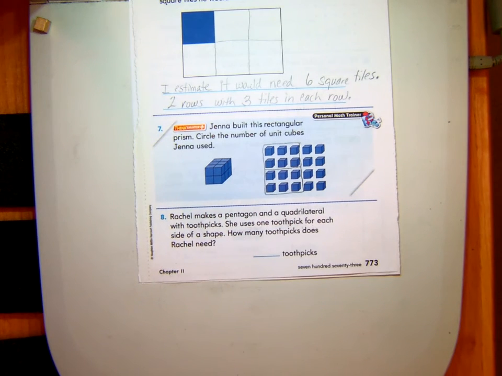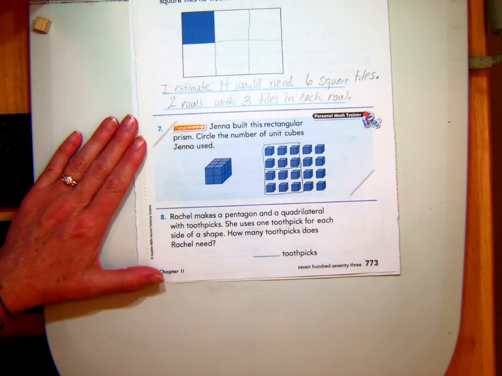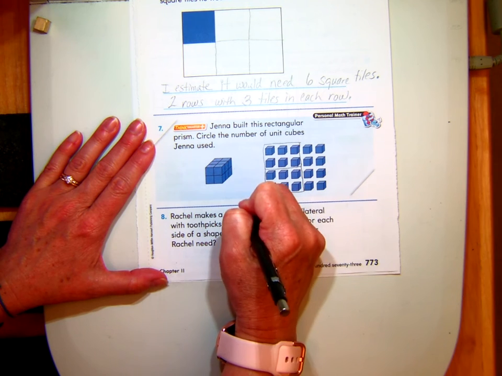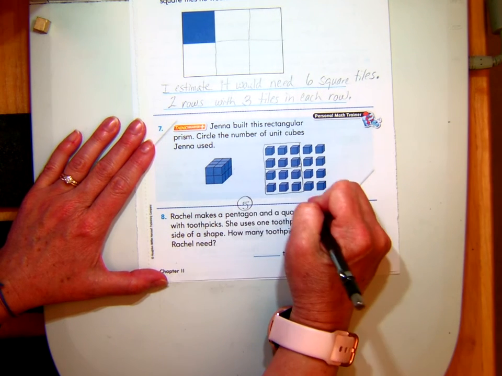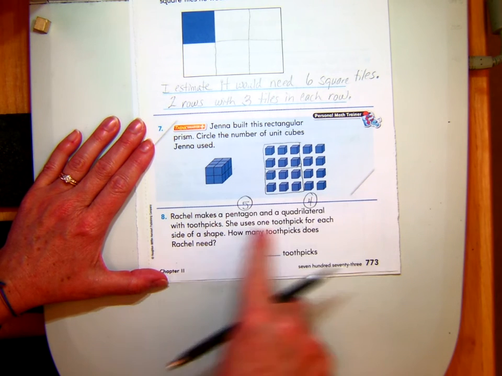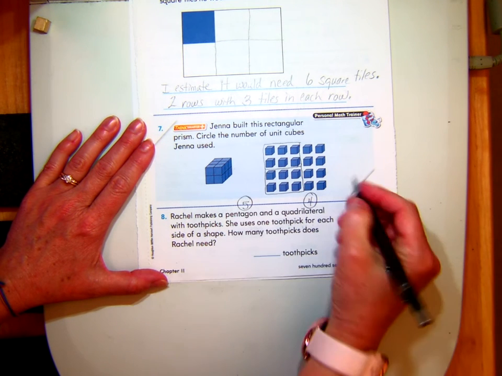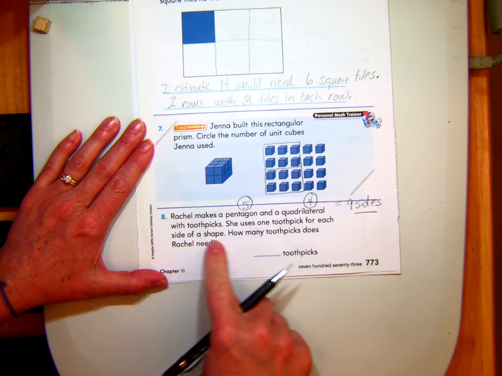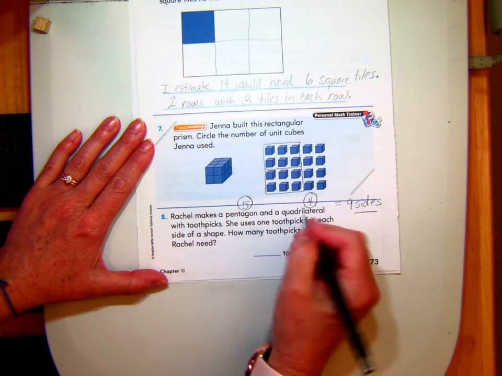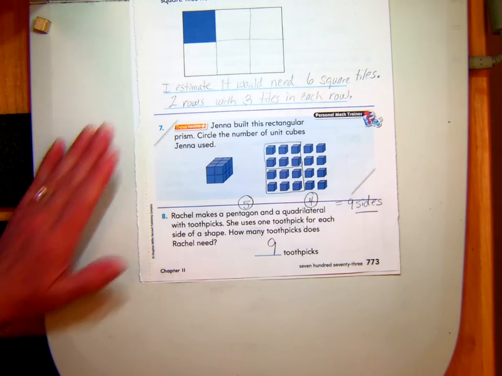Rachel makes a pentagon and a quadrilateral with toothpicks. She uses 1 toothpick for each side of a shape. How many toothpicks does Rachel need? So, how many sides does a pentagon have? Pentagon equals 5. A quadrilateral, quad means 4 sides. She uses 1 toothpick for each side. So I figured out the sides. Altogether, I have 9 sides, so I would need 9 toothpicks because I need 1 toothpick for each side.